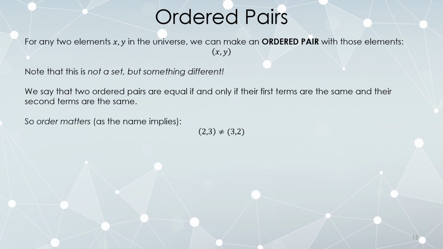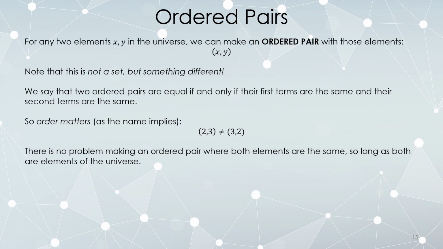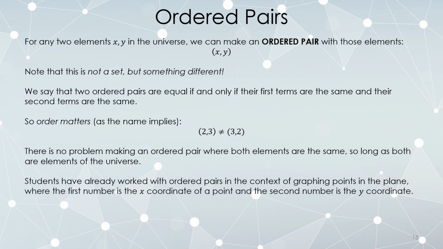So the ordered pair 2, 3 is not the same as the ordered pair 3, 2. Were the first elements the same? No. Were the second elements the same? No. These are not the same ordered pair. Okay. Both elements of an ordered pair, by the way, can be the same as long as it's in the universe. You can make an ordered pair 2, 2, something like that.